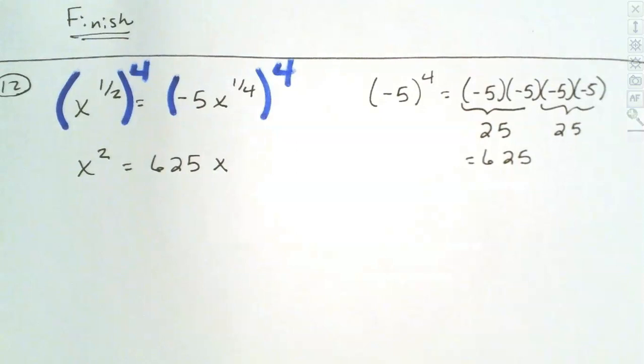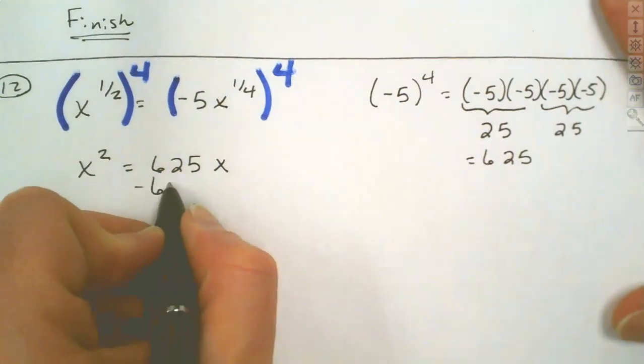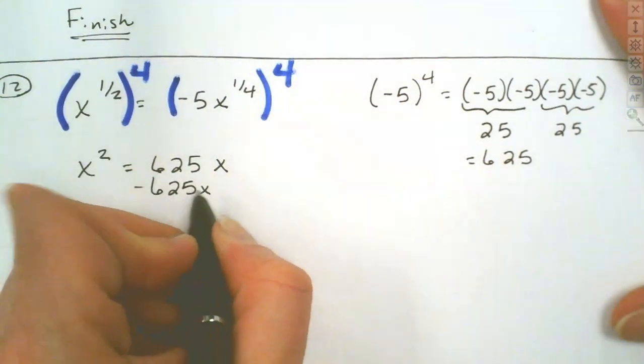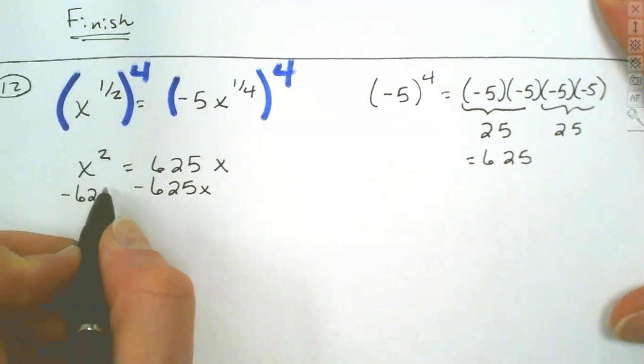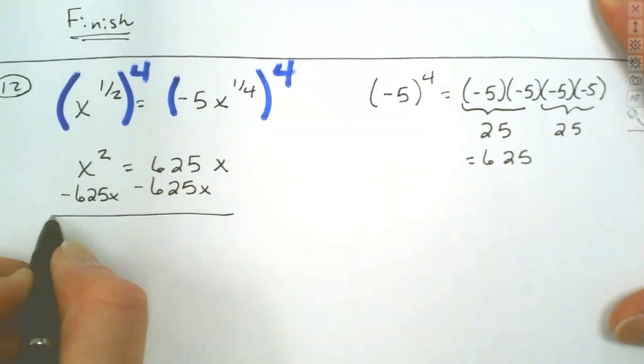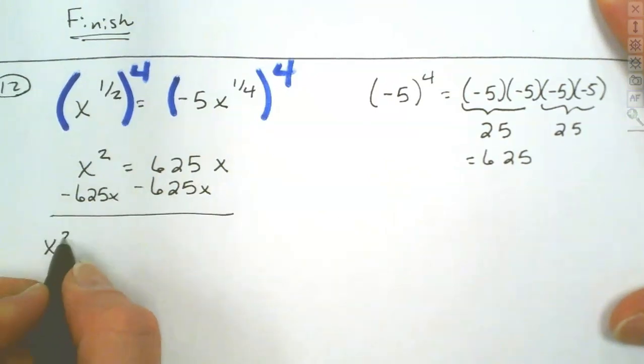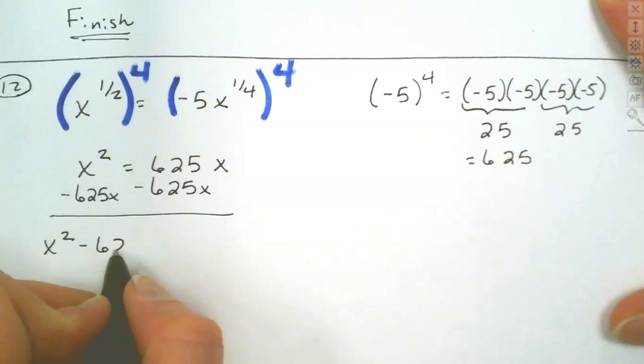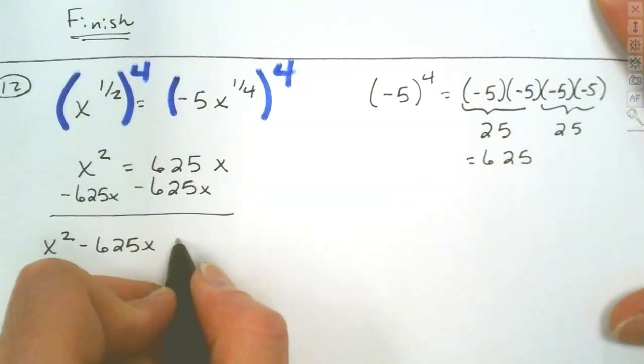Is everyone okay with that? Now we're going to go ahead and set this to 0. So move your 625x over. And that leaves you with x squared minus 625x equals 0.